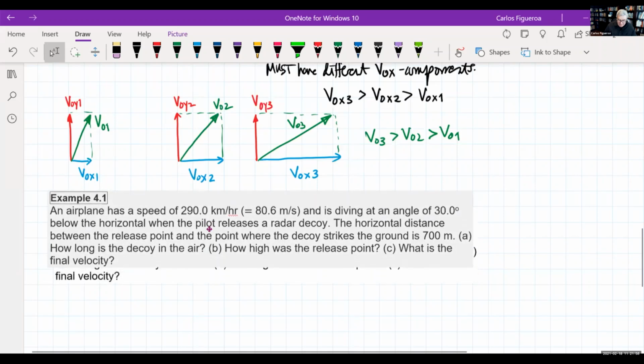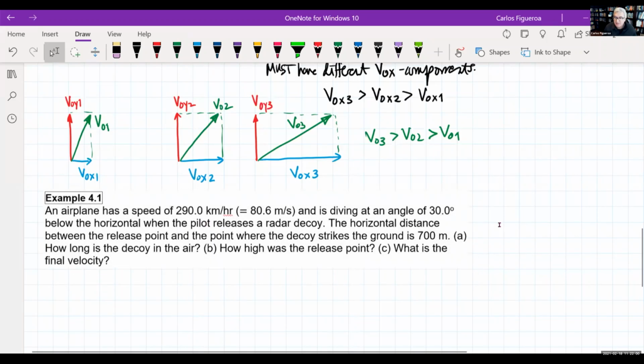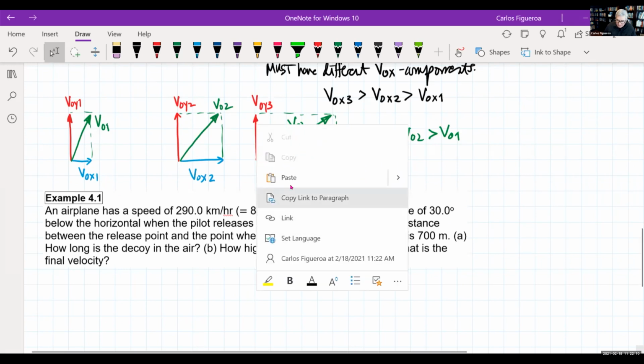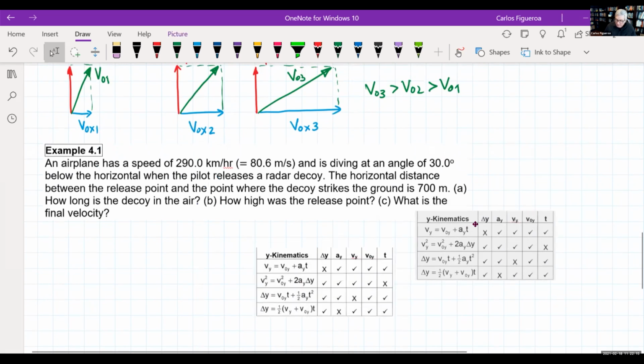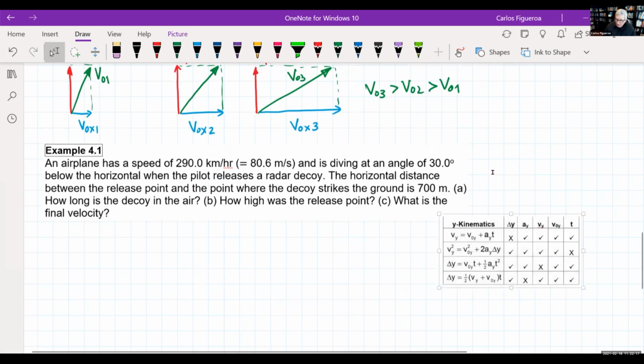I want to go over this example. Remember, we're using kinematic equations. There's still only one table that we care about. Everything has to be derived from this table right here, so we want to use this table to calculate everything. All we know about projectiles is that a_x is equal to 0 and a_y is equal to minus g. That's it.